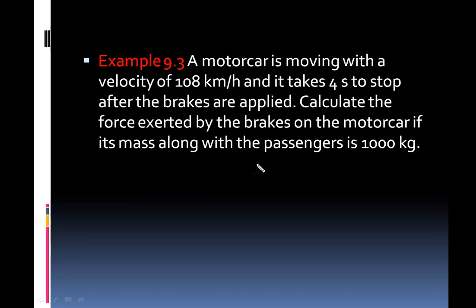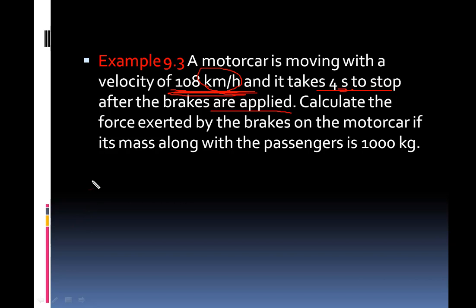Next question. A motor car is moving with a velocity of 108 kilometer per hour. It takes 4 seconds to stop after brakes are applied. Now you see, here the units are given in kilometer per hour. Here the unit is given in second. So here what you do, you convert this kilometer per hour into meter per second.